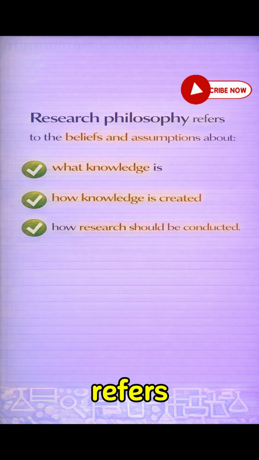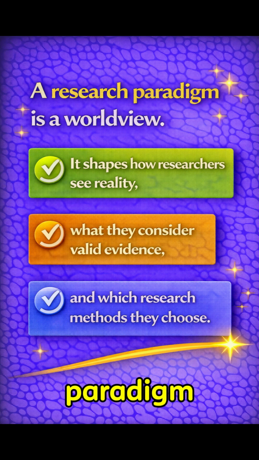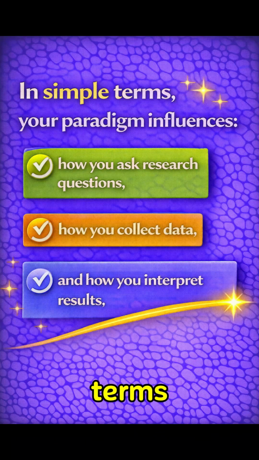Research philosophy refers to the beliefs and assumptions about what knowledge is, how knowledge is created, and how research should be conducted. A research paradigm is a worldview. It shapes how researchers see reality, what they consider valid evidence, and which research methods they choose. In simple terms, your paradigm influences how you ask research questions, how you collect data, and how you interpret results.